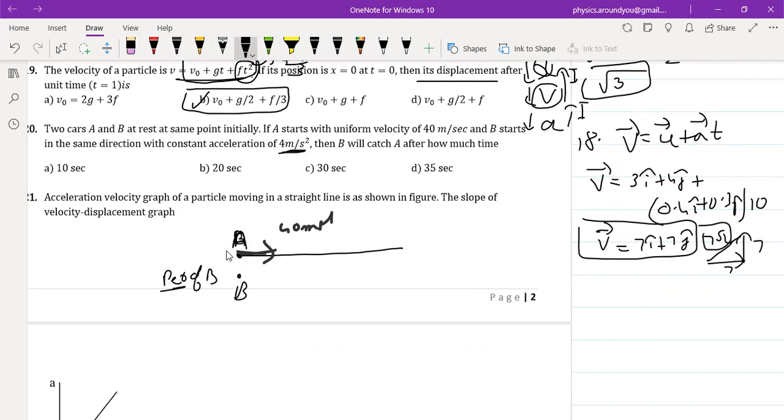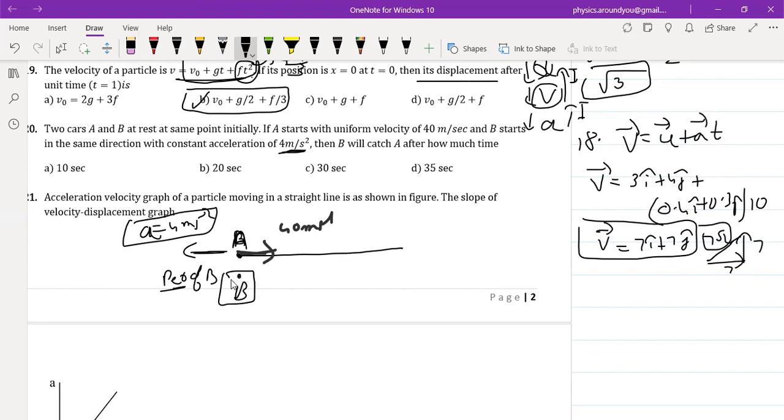B will see A moving back with an acceleration of 4 meter per second square. It moves back with an acceleration of 4 meter per second square because it is moving front. A should move towards the back. So acceleration of A according to B will be backward 4 meter per second square. Cool. Now, what will happen?